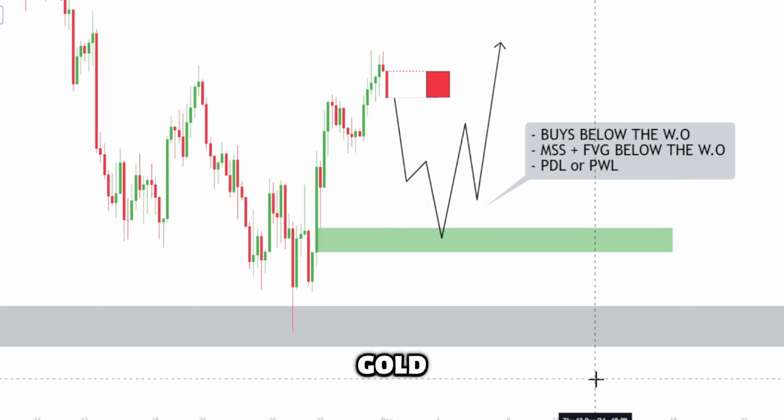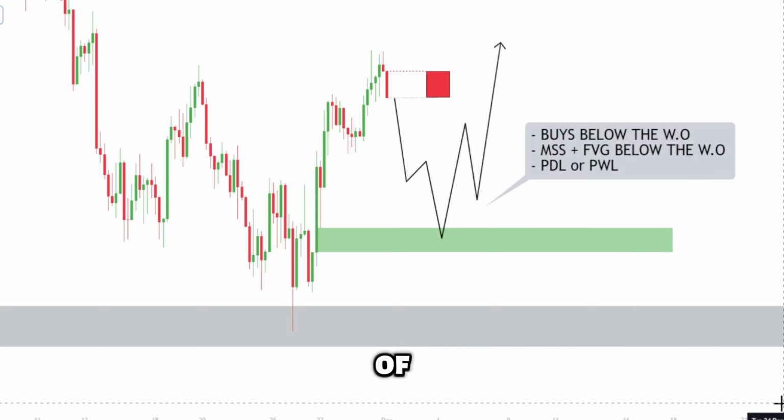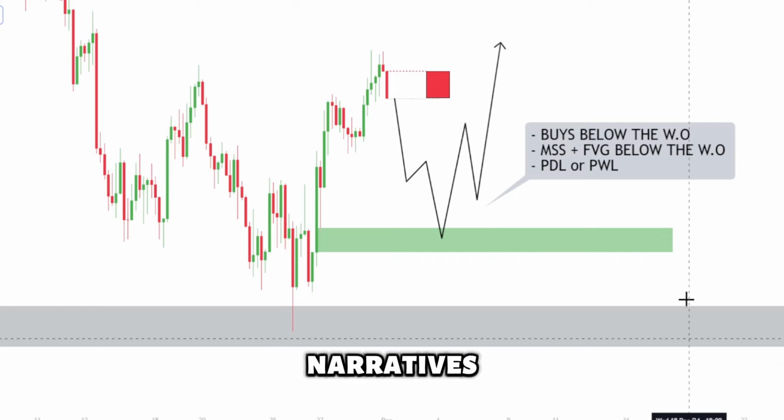You can take it to gold or even S&P 500, NASDAQ, US 30, right? You can trade any market using these basic pillars of buying below the weekly opening, waiting for a market structure shift qualified by a fair value gap below the weekly opening price, and waiting for a sweep of previous day or previous week liquidity before getting involved. So this is my overall narratives and outlooks for the week.